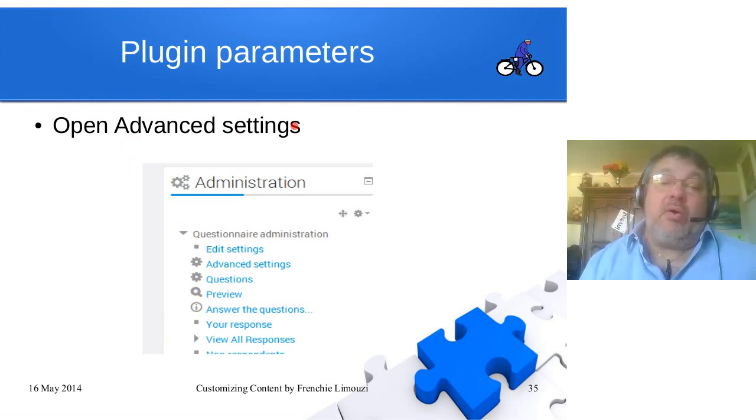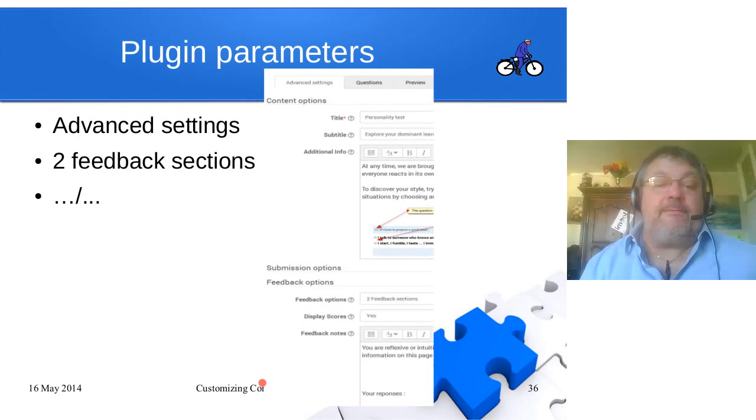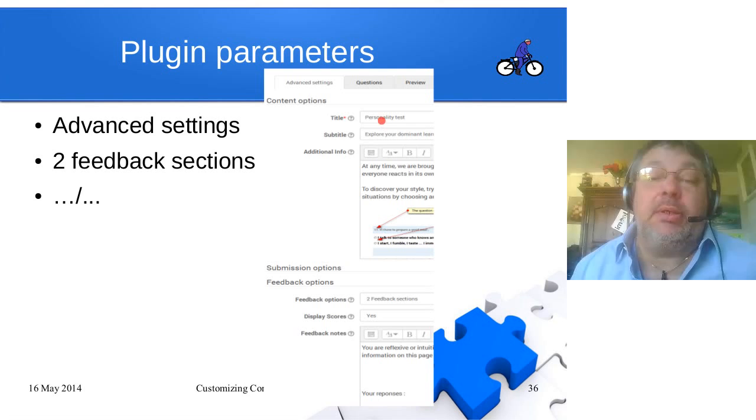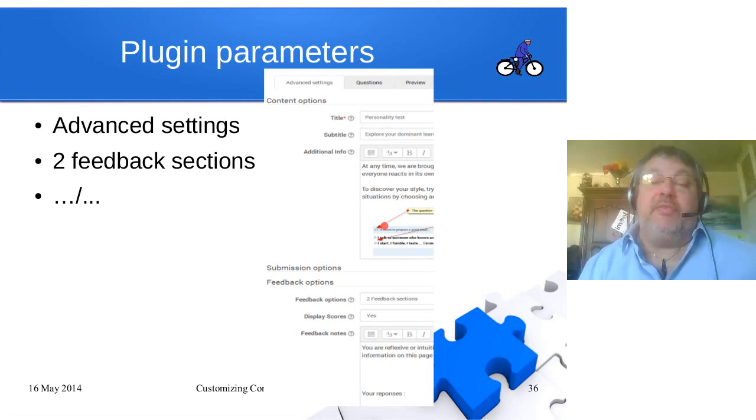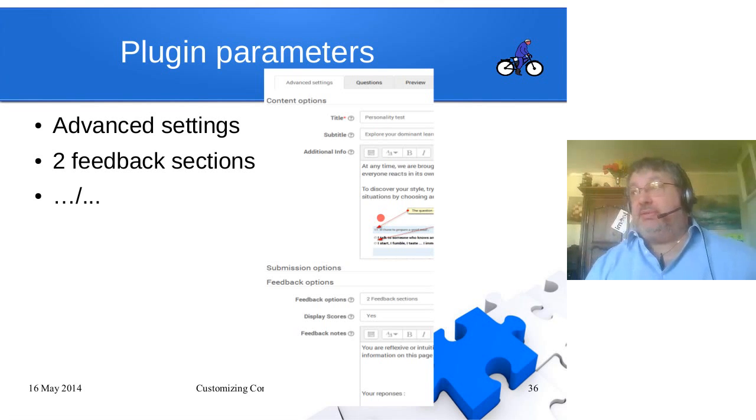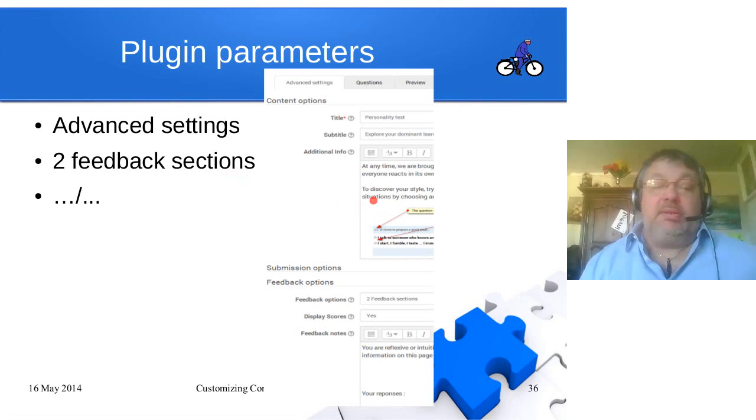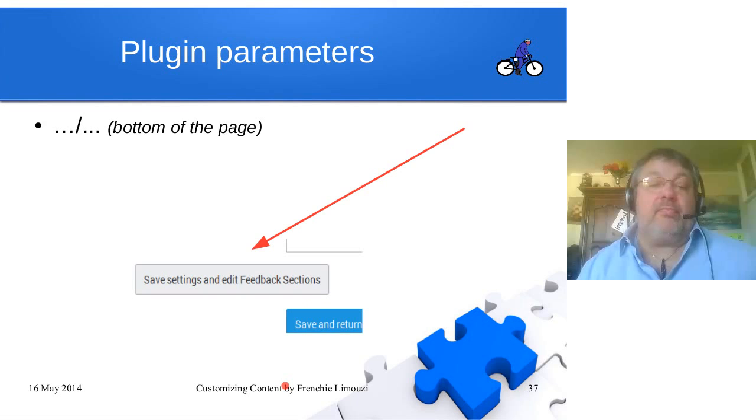Okay. Now, advanced setting. Important: two feedback sections. After that you can make this test. Two feedback settings here. Don't forget to save the settings at the bottom of the page.